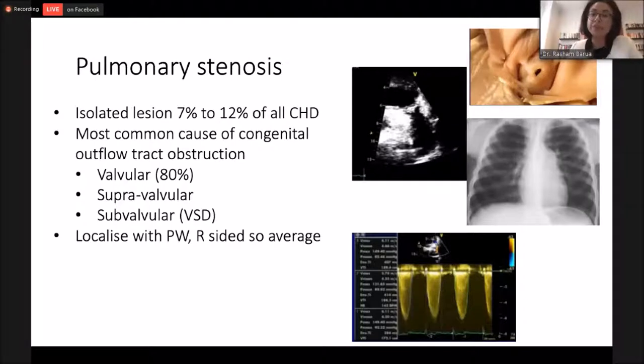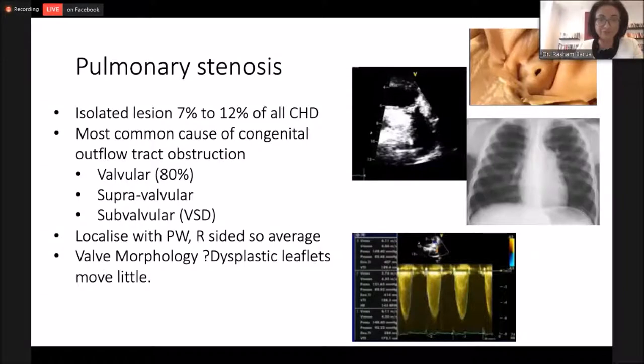Remember, when you're taking your Doppler measurements for the pulmonary valve, it's a right-sided valve, and therefore it's going to vary with respiration far more than your left-sided velocity, so we need to average. So take more than one beat and average. So we're going to localize the site. Is it valvular? Is it supravalvular? Is it subvalvular?